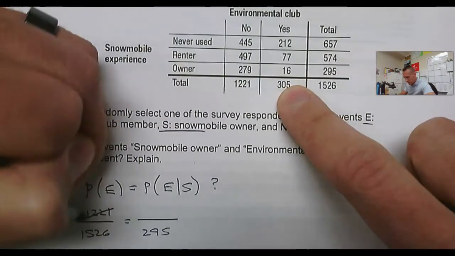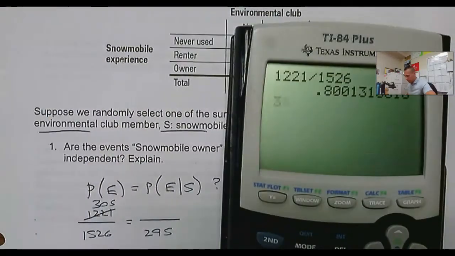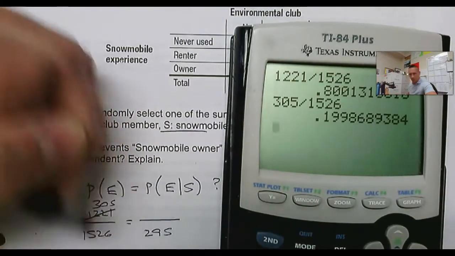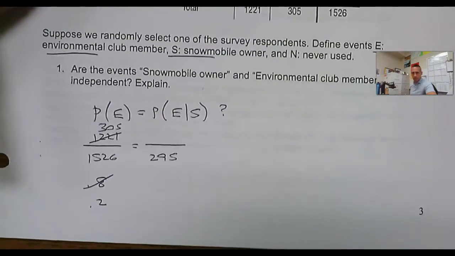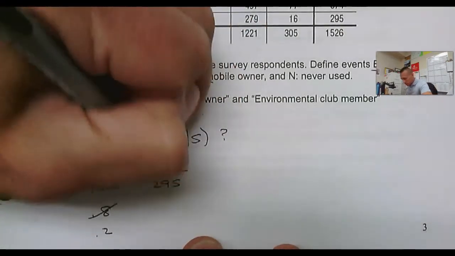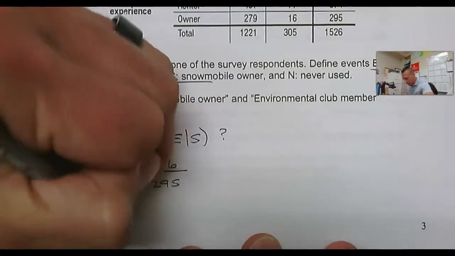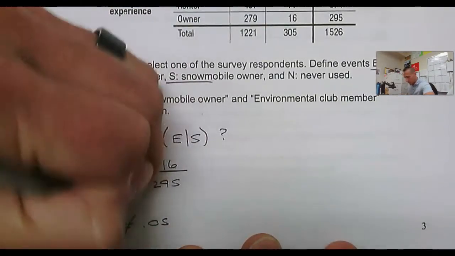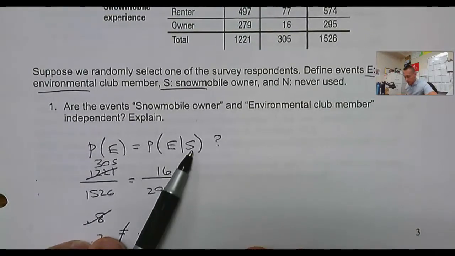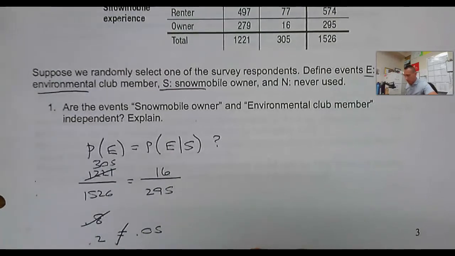oh, I messed this up. Probability that they're in the environmental club is only 305, so that should be about 20%. Yeah, 20% are in the environmental club. Out of the 295 snowmobile owners, 16 are in the environmental club, and that's about 5%. These are not equal probabilities. So essentially, knowing that somebody owns a snowmobile, that did change the probability they are in the environmental club.